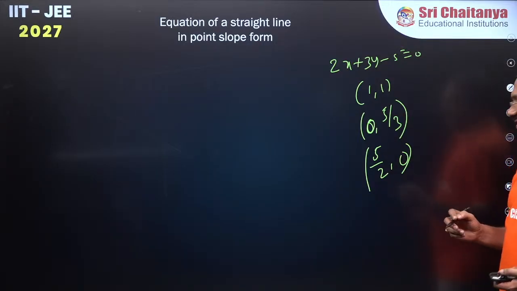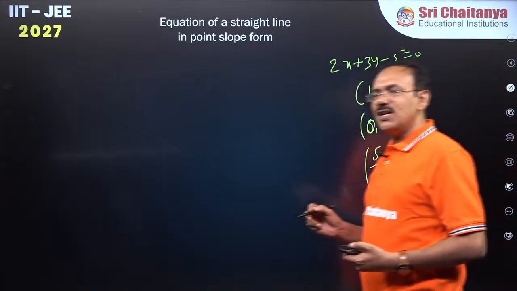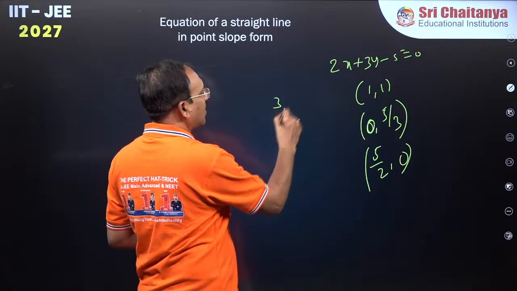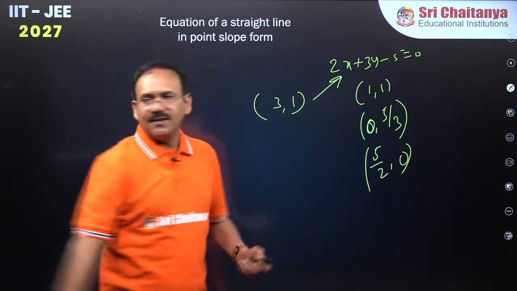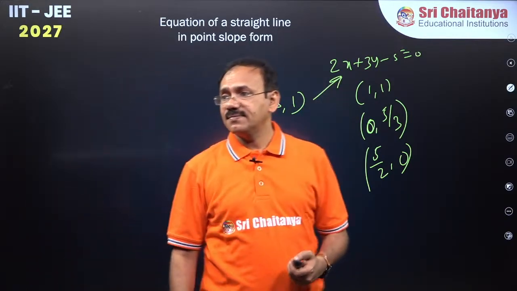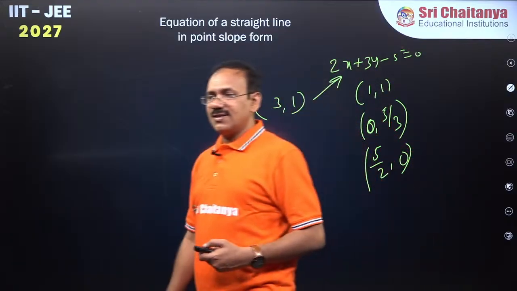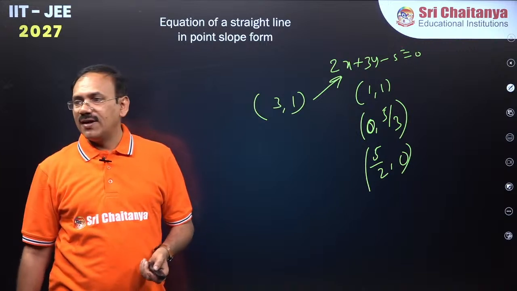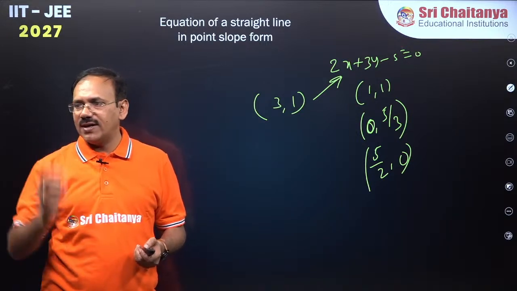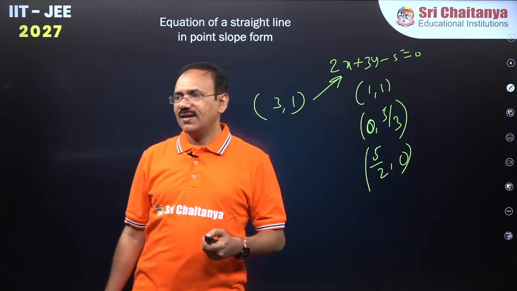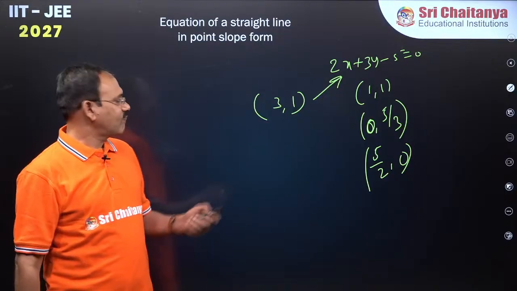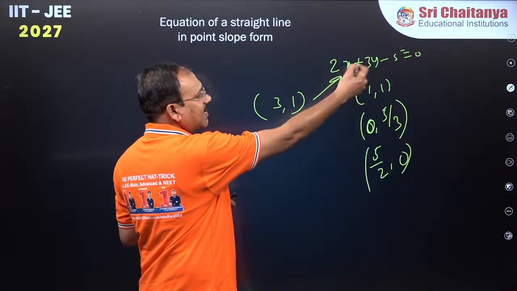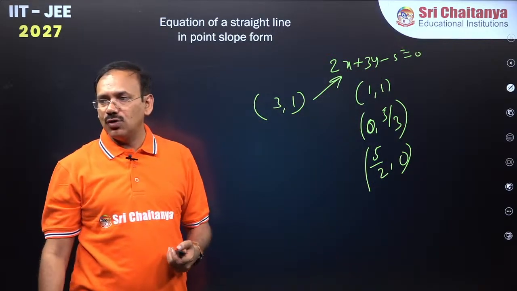Okay, guys, (5/2, 0), yes, this is a point on the line. What about the point (3, 1)? Does it lie on the line? Come on, quick. Does it lie on this? No, it won't lie, because if you substitute, 6 plus 3, 9 minus 5, 4, which is not equal to 0.